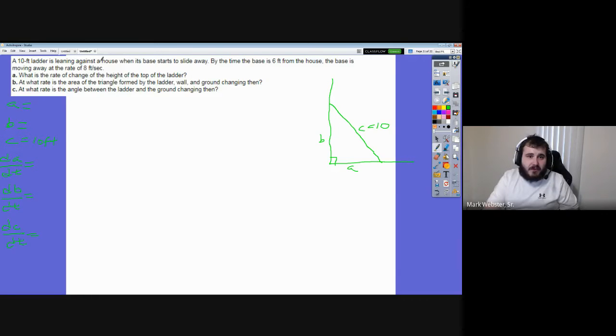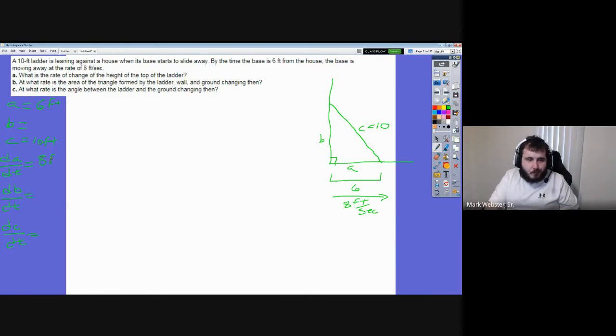A ladder is leaning against a house when its base starts to slide away. By the time the base is 6 feet from the house, so we're talking about down here, that's A. The base is moving away at the rate, so now we're talking about the rate here. How fast is it moving away? 8 feet per second. Well, that's the rate of A, so that's dA dt.